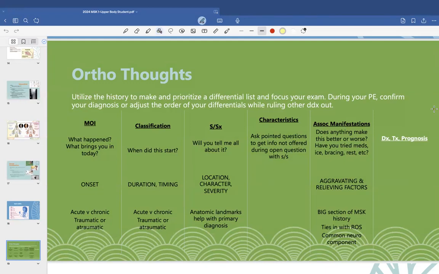Then you want to know when it started, duration and timing. They'll probably offer that with your first question. They usually tell you the story chronologically, but not always. So if you don't have that, you want to specify it.